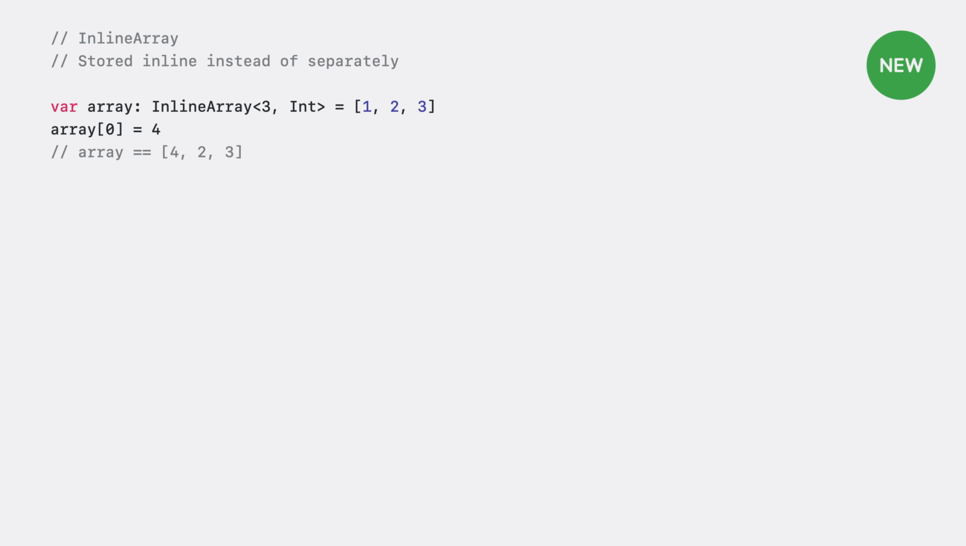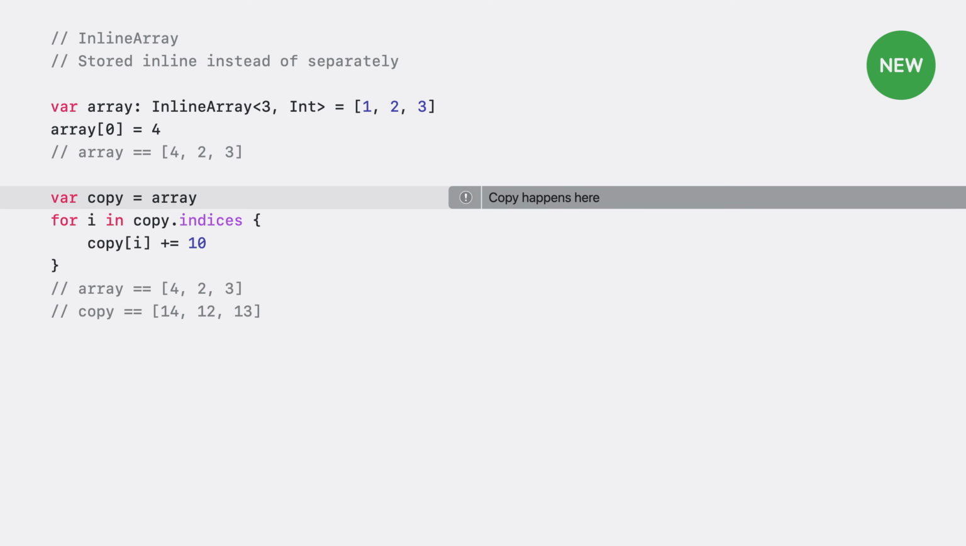Second, like the name implies, when you use an inline array, the elements are always stored inline instead of in a separate allocation. Inline arrays don't share storage between copies and don't use copy on write. Instead, they're copied whenever you make a copy. This eliminates the need for all the reference counting and uniqueness and exclusivity checks that regular arrays require.